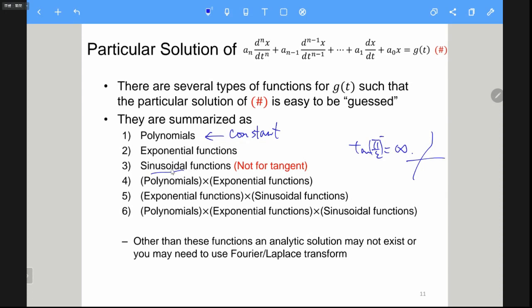Okay, so this is a composite case of them. Maybe exponential times sinusoidal is more useful, but we seldom use that. Usually, the most useful case is the sinusoidal function. But for completeness, I just include them all here. Other than those functions, you may need to use a Fourier transform or Laplace transform to solve them.